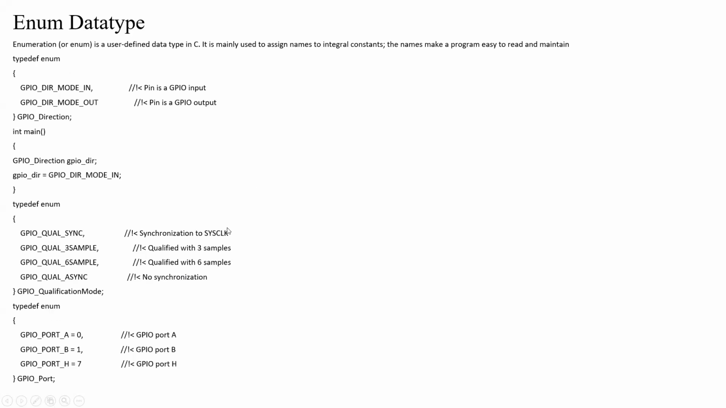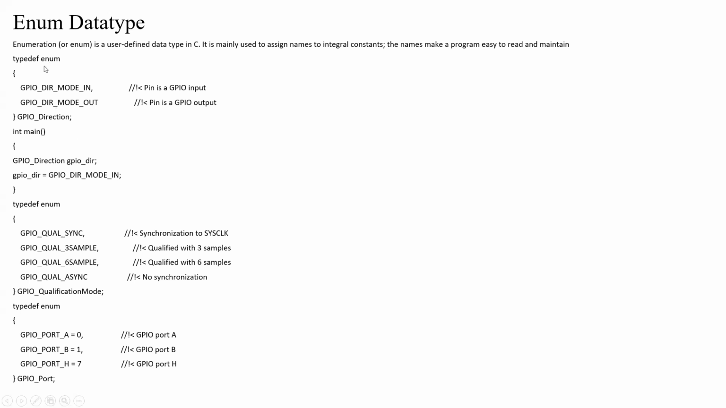And there is something called the enumeration data type. This enumeration data type is a user-defined data type in C. It is mainly used to assign names to integral constants. If you look at this typedef enum, I try to write typedef. We'll discuss what typedef is in the next lecture. But basically, rather than giving constants like 1, 2, you are trying to give some names. So that's what it means.